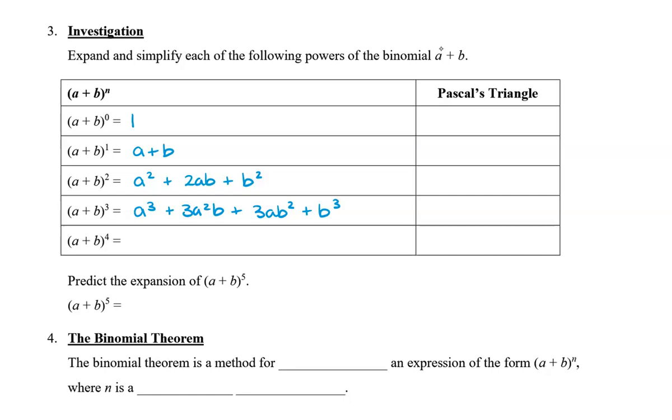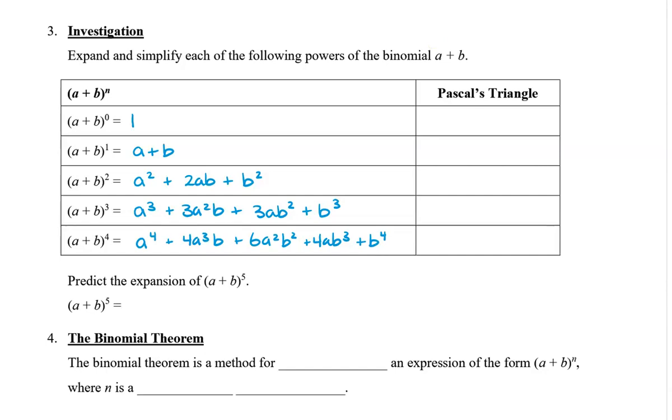Now we're going to take this cubic that we have, and multiply by another a plus b, so we get a plus b to the power of 4. I've already done this, and if you multiply it out, you're going to get a to the power of 4 plus 4a cubed b plus 6a squared b squared plus 4ab cubed, and then plus b to the power of 4.